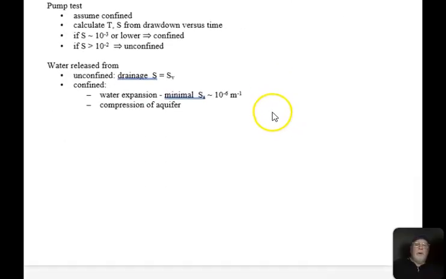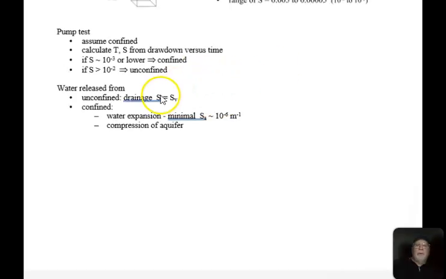So where does the water come from? Well, unconfined, it makes sense. It just drains out, right? It's caught in the pore space and drains out. So the storativity really is just the specific yield. For the confined case, water is pretty much incompressible, with just a tiny bit of compressibility. If we just relied on the squeezing of the water, we have a specific storage of about 10 to the minus 6 meters to the minus 1. But we also say it's from compression of the aquifer, so it just squeezes everything a little bit.